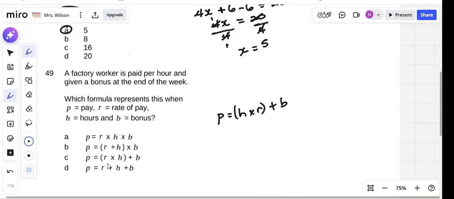Now we don't have HR like I have here, but we have RH. So the rate times the hours plus the bonus. So the answer for question 49 is C.